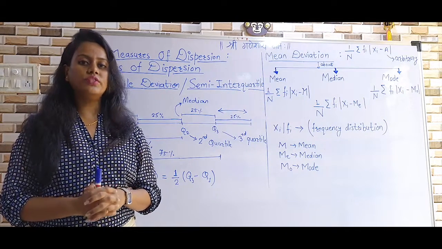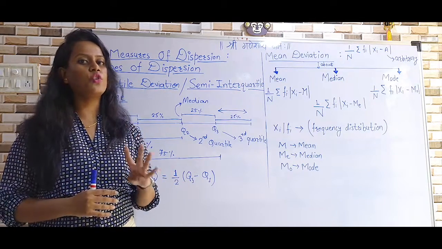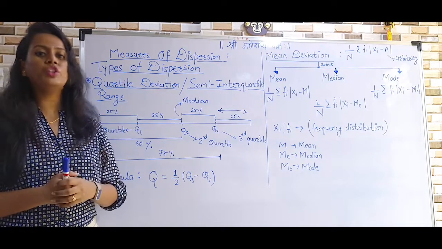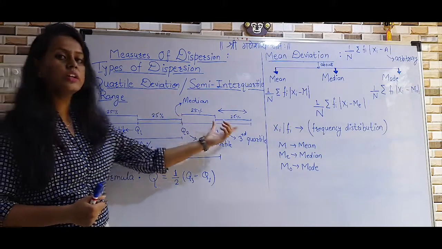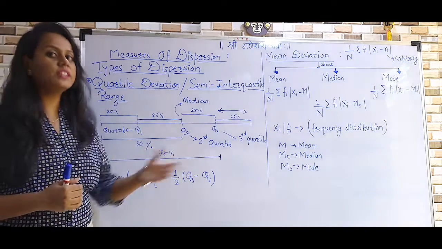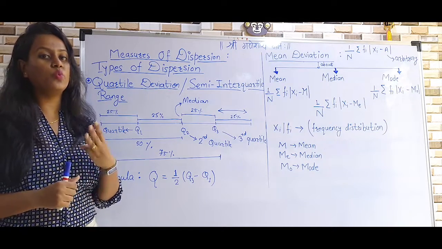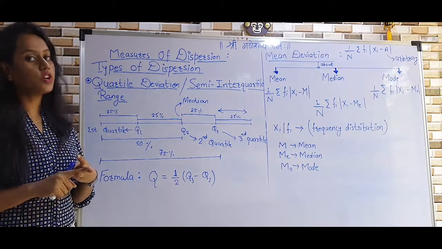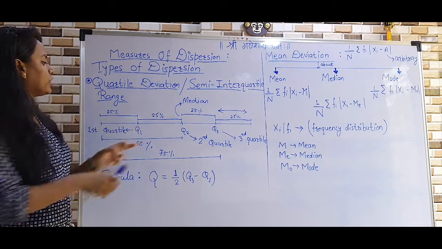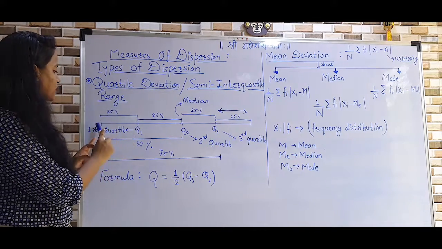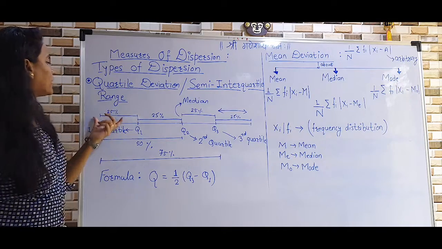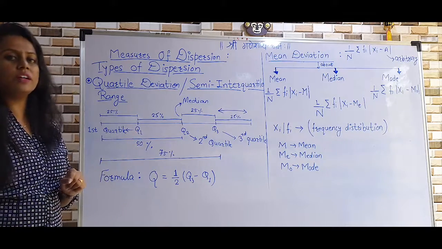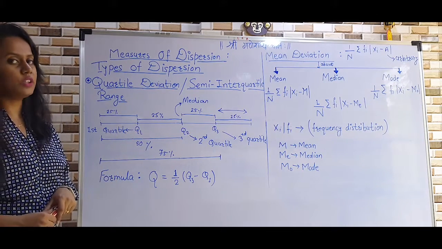That we are going to divide our entire data into 4 equal parts. When we are dividing the data into 4 equal parts, that means every part should consist of 25% of the observations, right? And when we want to divide the data into 4 equal parts, we need 3 partitions, and those 3 partitions are nothing but our 3 quartiles. So here Q1 is our first quartile, and from the start till Q1 there will be 25% of the data, and above that, till the end, there will be 75% of the observations.